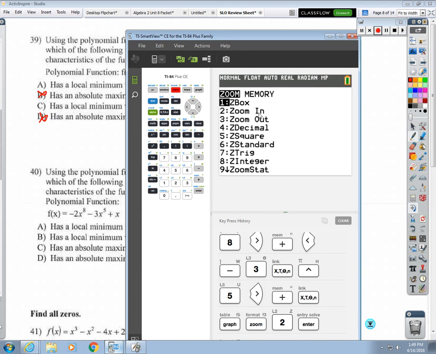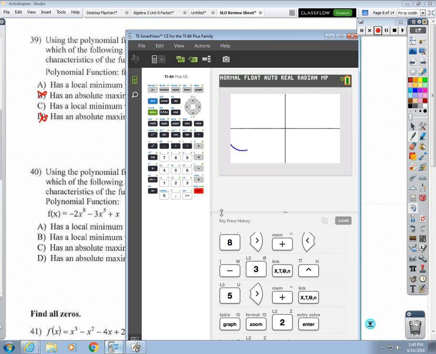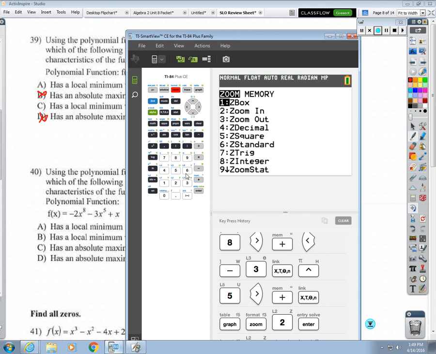Zoom in, which is number 2, and then you have to hit enter to actually do it. And see, mine zoomed in even more. So if you want to get back to the standard graph, you do zoom standard, which is number 6.